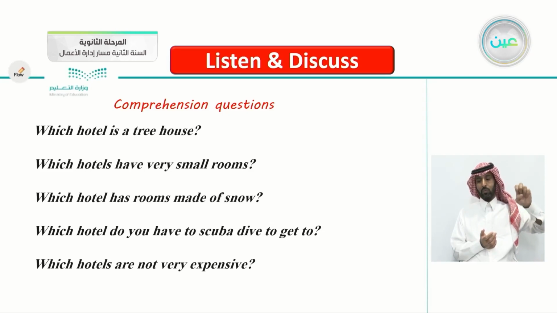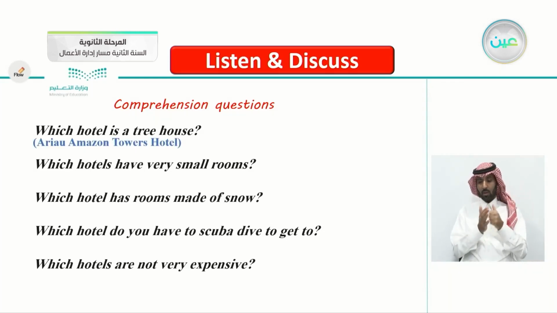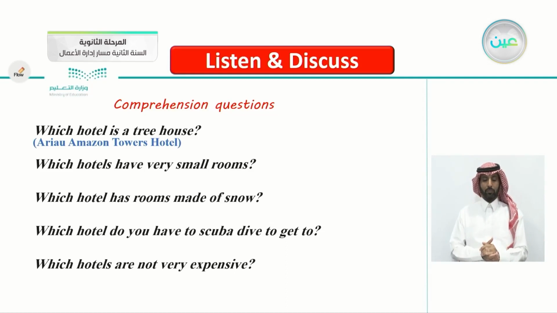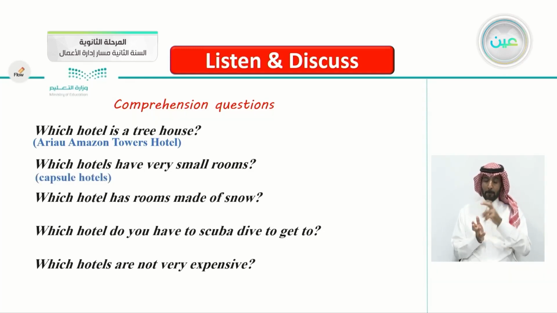So the first one, which hotel is a tree house? Yes, the Ario Amazon Towers Hotel. You can see it from the picture. It looks like a hotel on a tree, which is sometimes called a tree house. But now it's not a tree house, it's a tree hotel. The second question here, which hotels have very small, compact rooms? Which hotel has very small rooms? Very good. Capsule hotels.